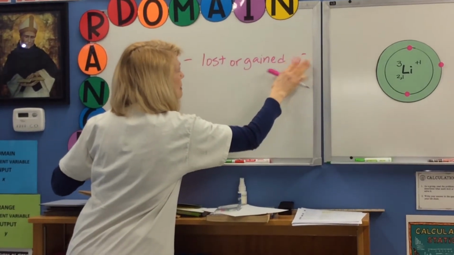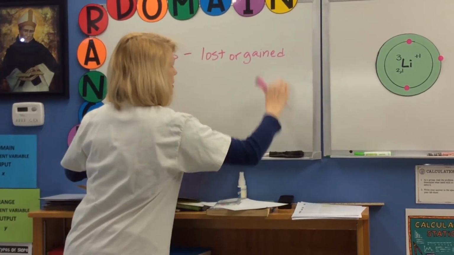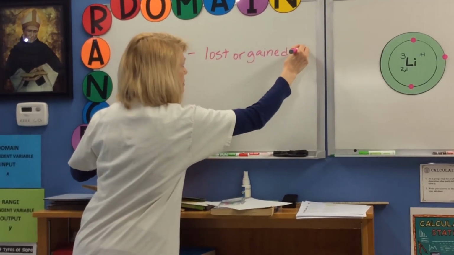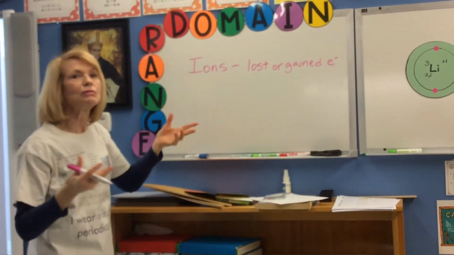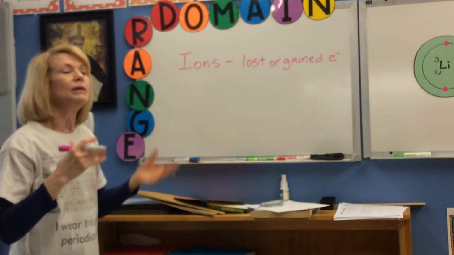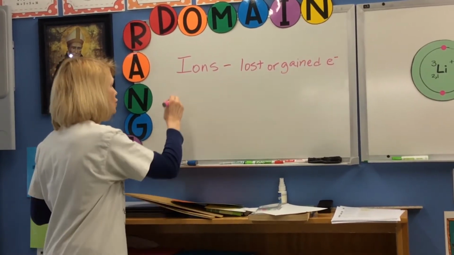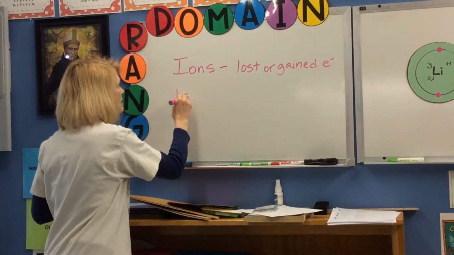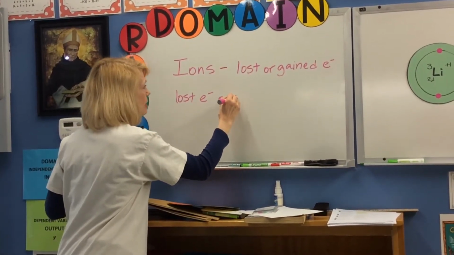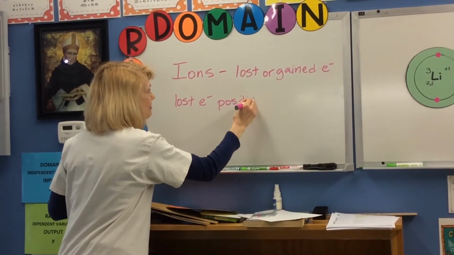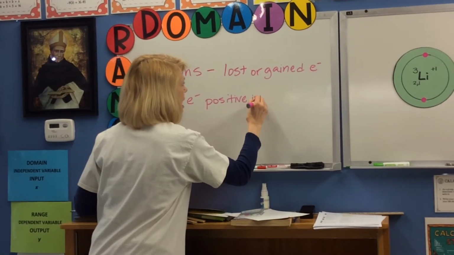An atom has lost or gained electrons. Okay? An atom that has lost electrons, and electrons are negative, right? So an atom that's lost electrons has an overall positive charge. Lost electrons, positive. And the fancy word for a positive ion is a cation.